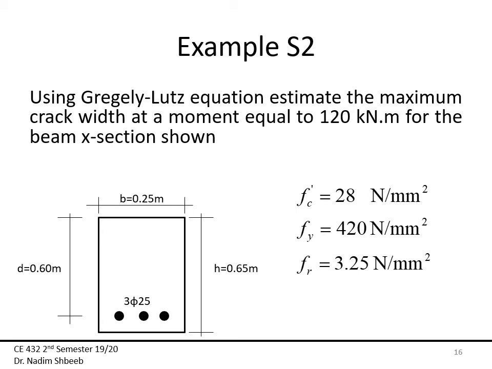Now, in another example, and this is going to be the last one, he wants us to use the Gregory-Lutz equation to estimate the maximum crack width at a moment equal to 100 kilonewton-meters for the beam cross-section shown here. This is an old example that we solved back in the design lecture. Still, I'm using the same 3525. The width is 255 millimeters. Height is 650. d is 600.